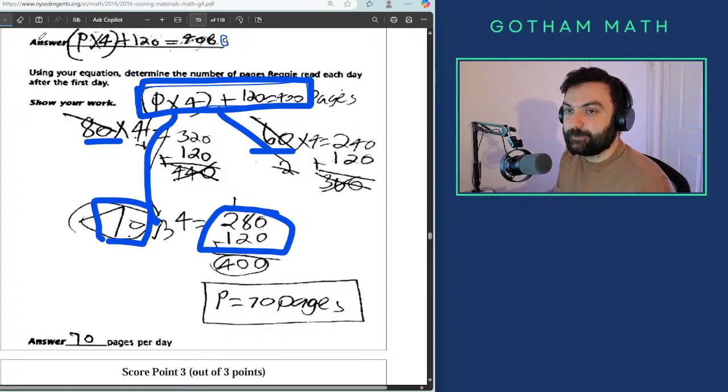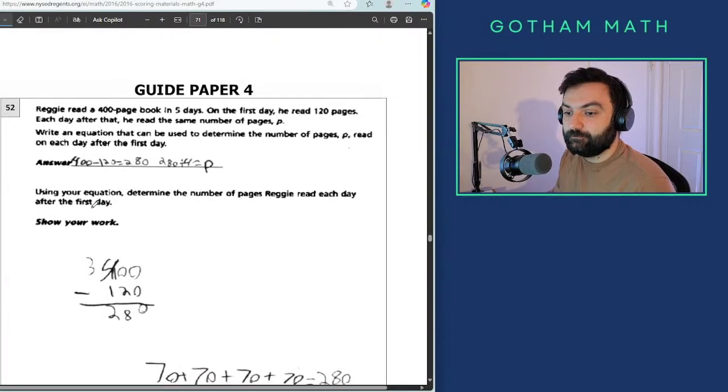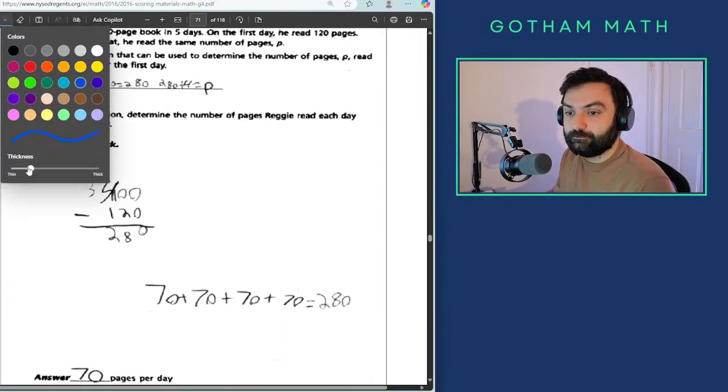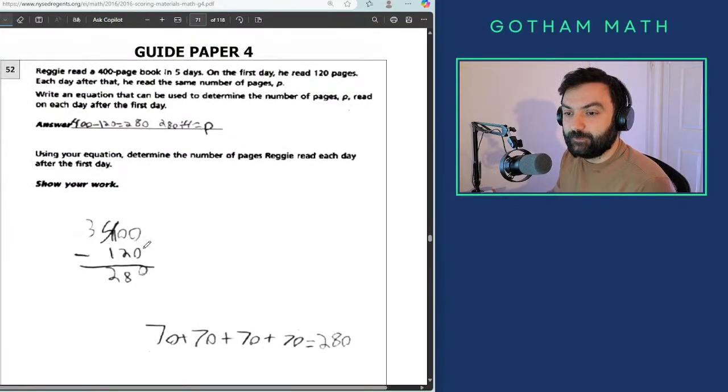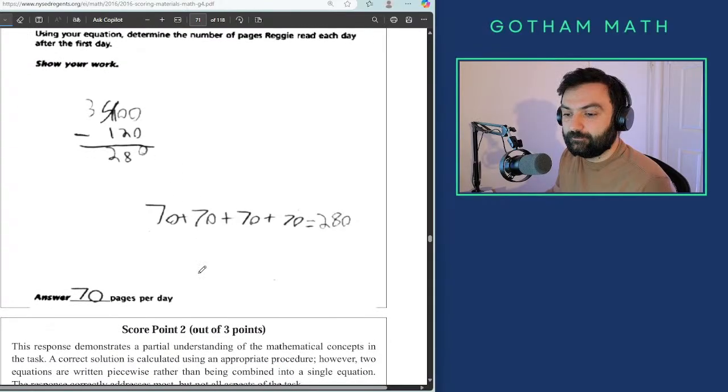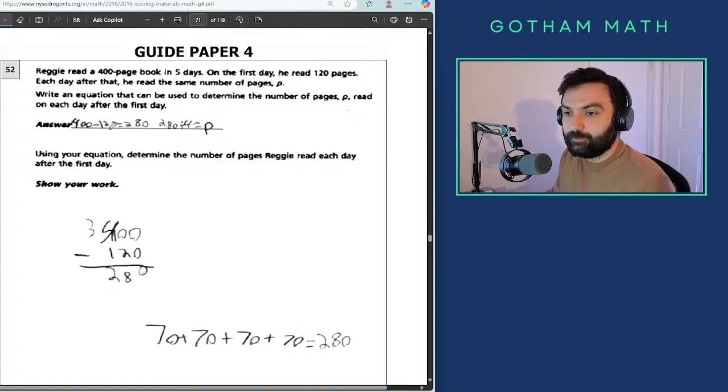Moving on. Okay, dokie. Let's continue with this. So on to the next one. 400 minus 120 equals 280. There is no p. There is no equation, there's no p. Yeah, but it doesn't count. It has to be in one equation.